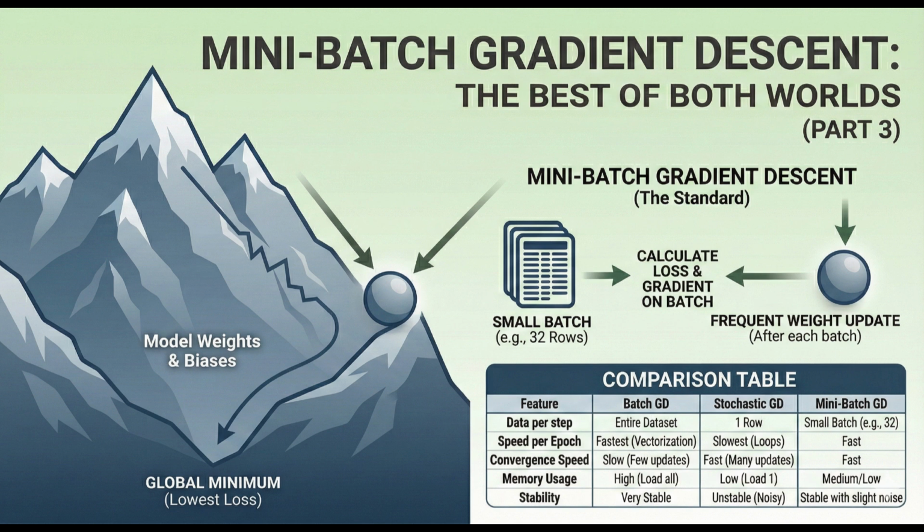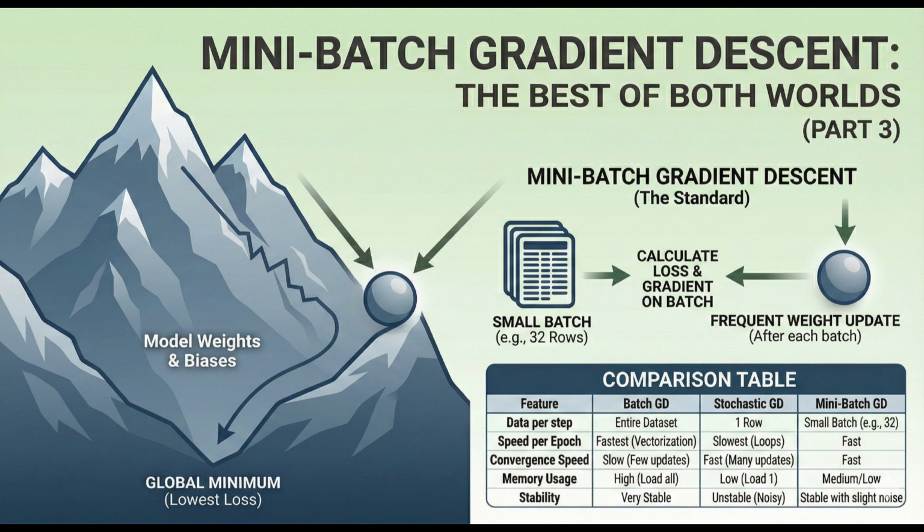This way, it's efficient because it processes chunks. It's fast because it updates frequently, and it's stable too. Our comparison table shows why it's the winner. It balances everything perfectly. Finally, let's look at some practical insights and technical nuances.